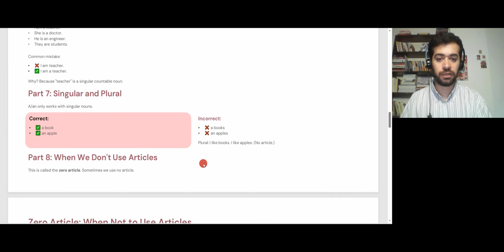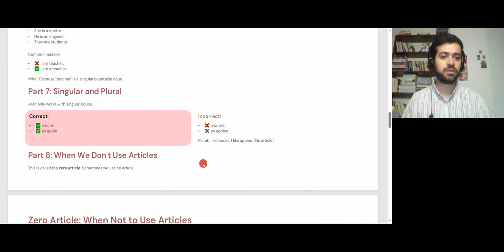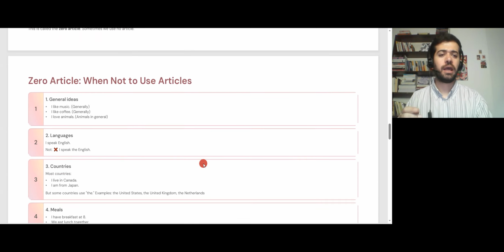Well, we use articles with singular nouns. A book, an apple. You can't say a books, right? That doesn't make sense. Plural, I like books, I like apples. No articles. When we don't use articles, this is called the zero article. Sometimes we use no article, zero article.